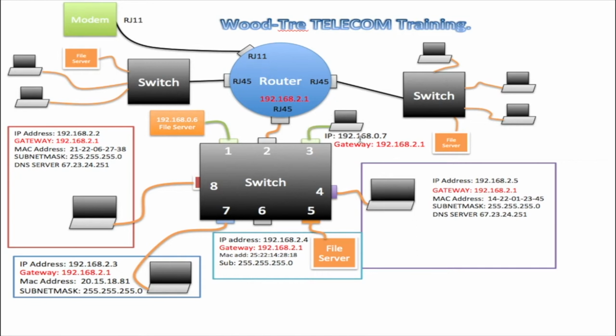This computer would not be able to access the internet because, in order to access it, you have to have the same digits before the last dot. So all the digits have to be the same, and as we said, this digit's been changed, so it will not be able to communicate with the gateway here either. Okay, so that's basically how switches work.